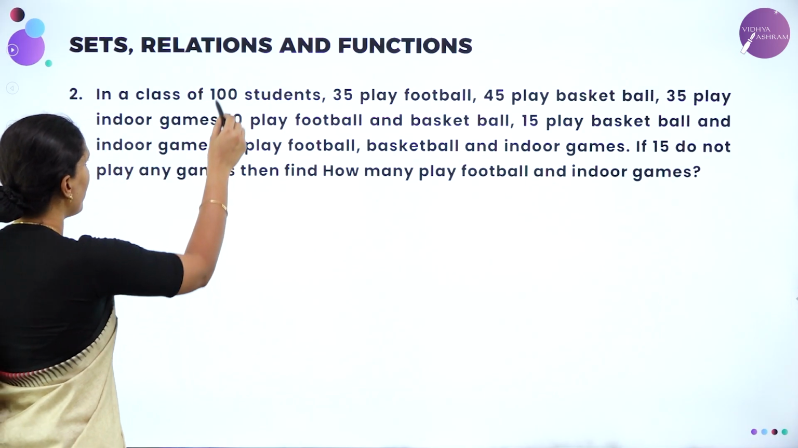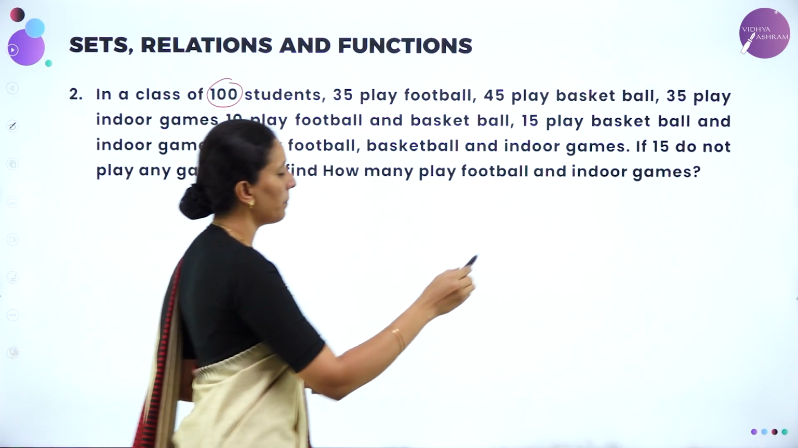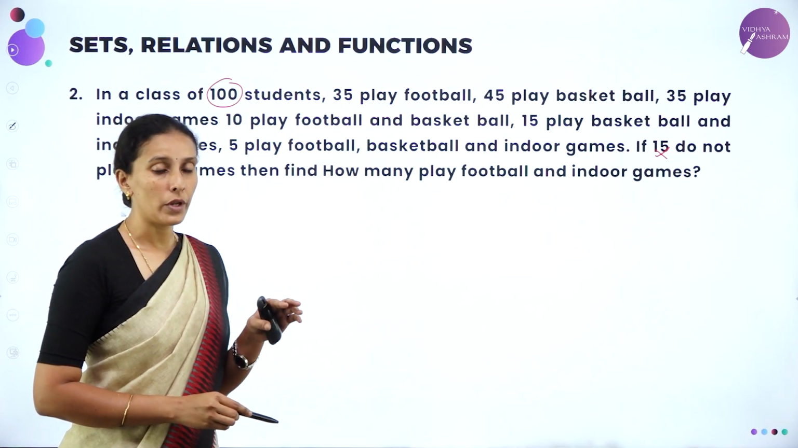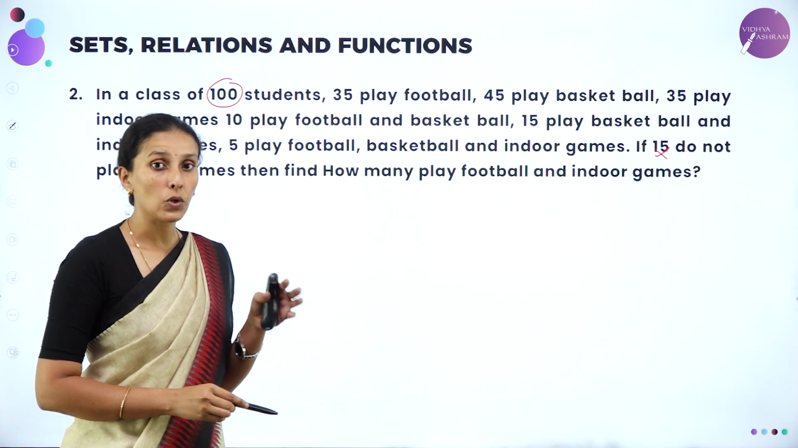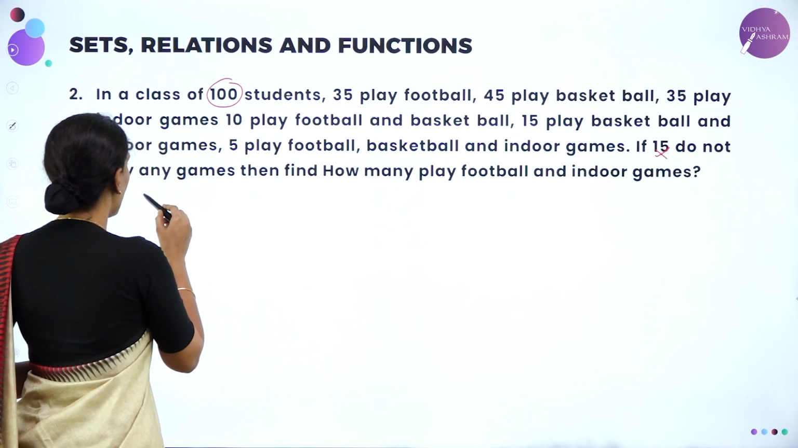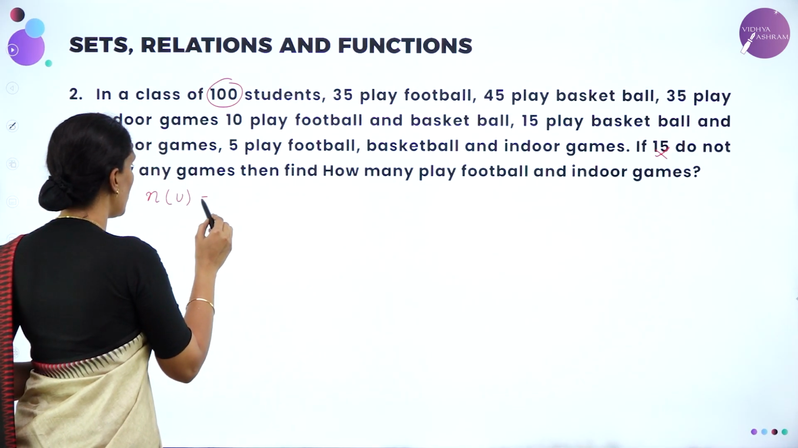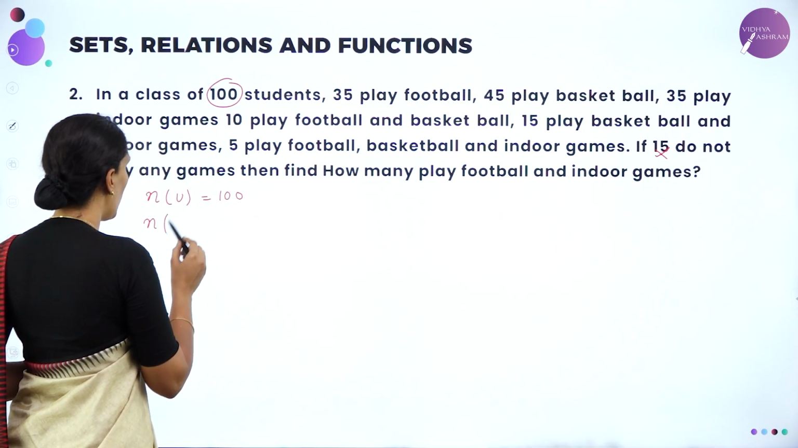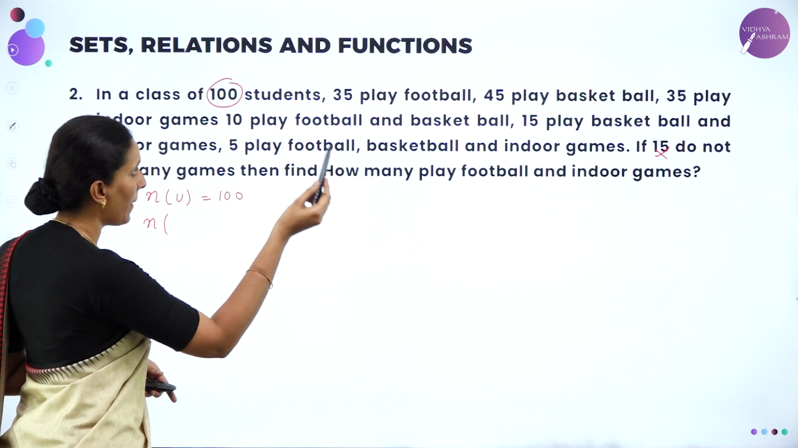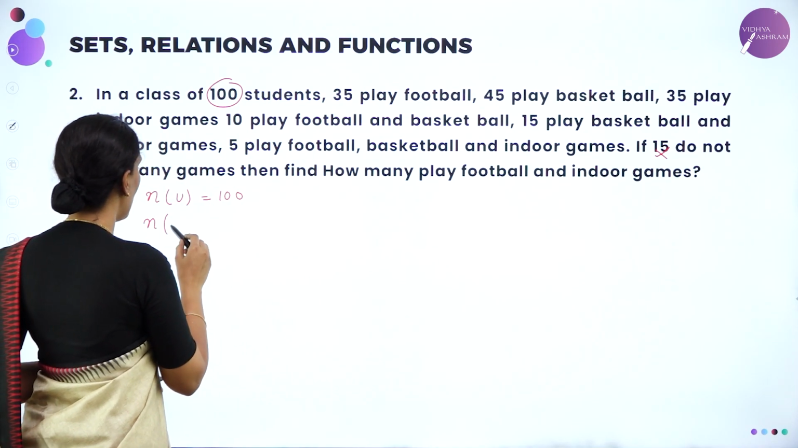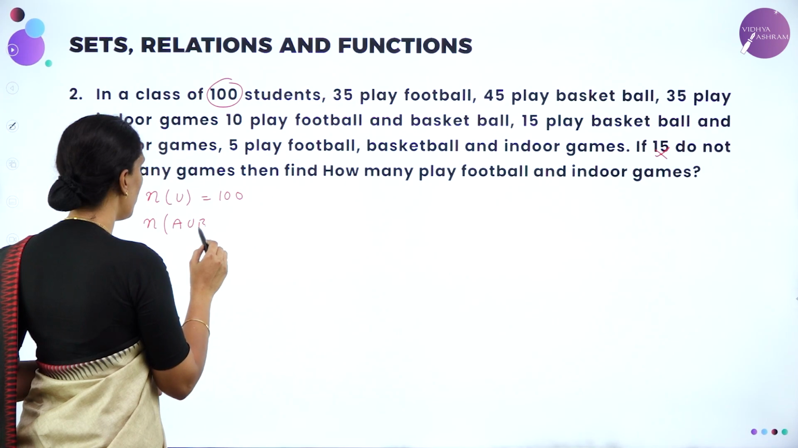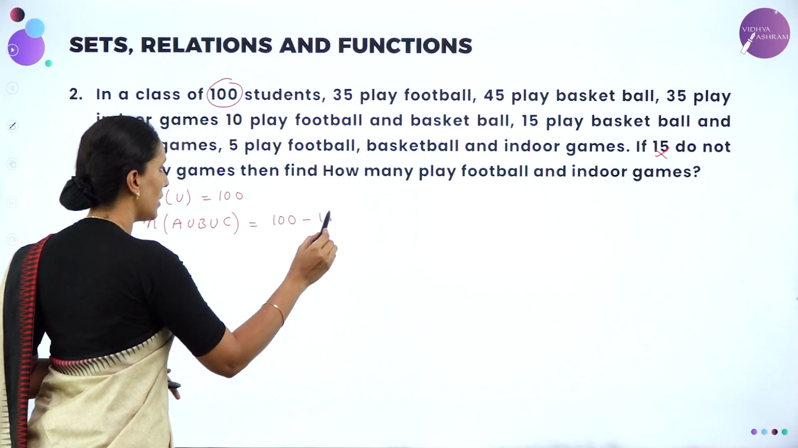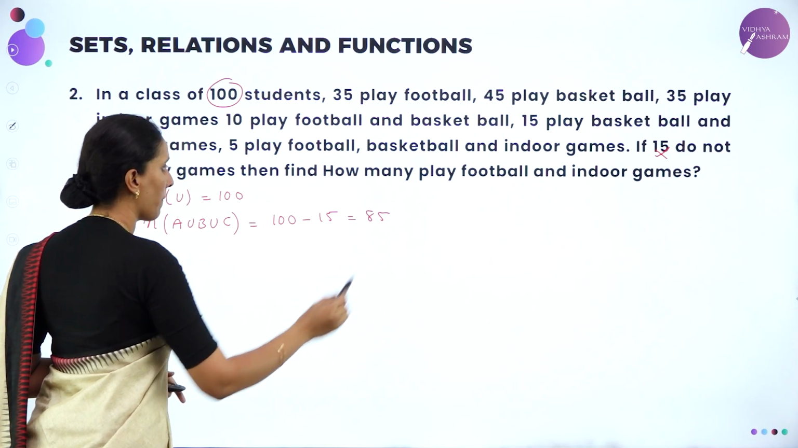Now, out of 100 students, 15 people do not play any games. So that means the number of students who are involved in games is only 85. So let U represent the universal set. Then the number of people who like to play football, basketball as well as indoor games, let that be A union B union C. That is equal to 100 minus 15, which is equal to 85.